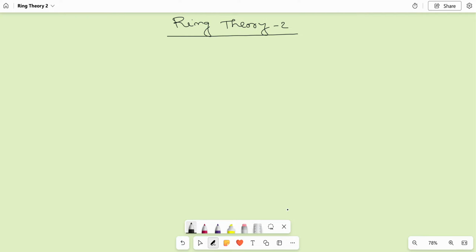Second lecture on rings. Last time we defined rings with unity. A ring is said to be a ring with unity if there exists an identity element with respect to the second operation, right? So last time we defined rings with unity and also commutative rings.